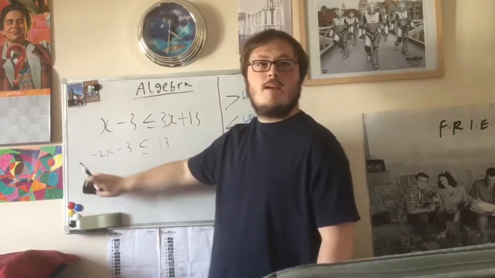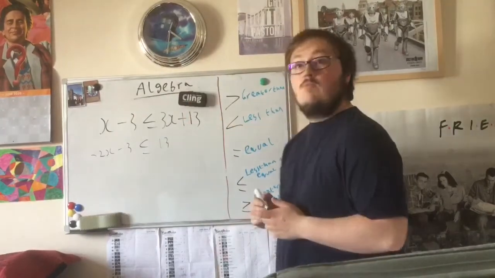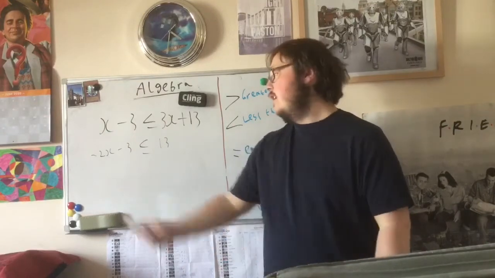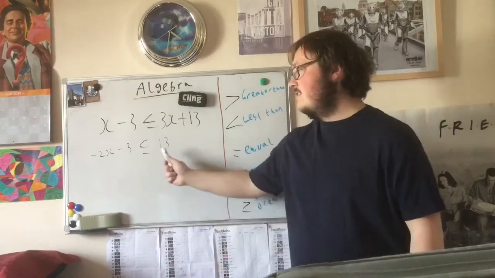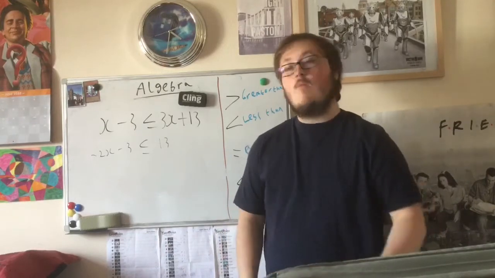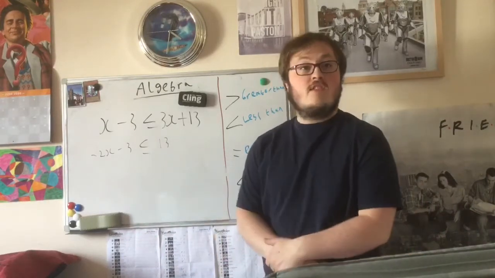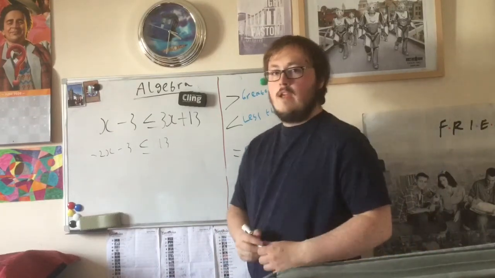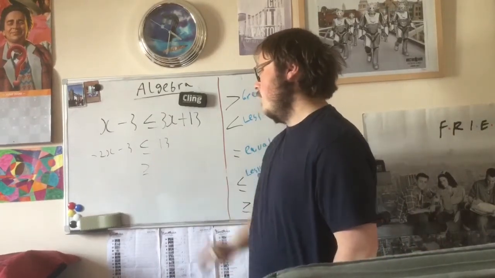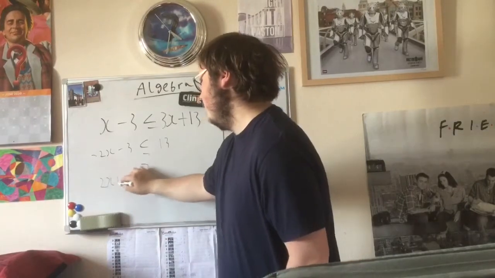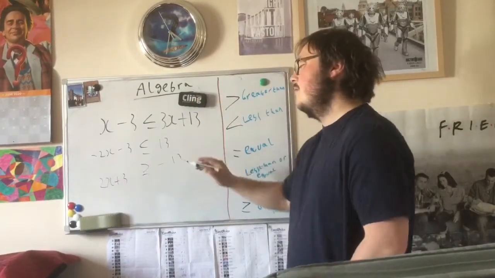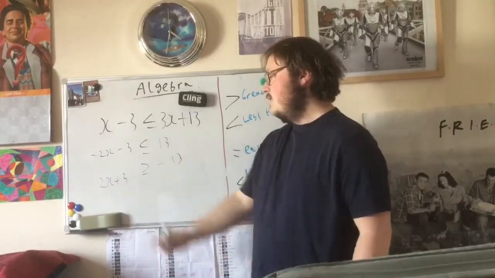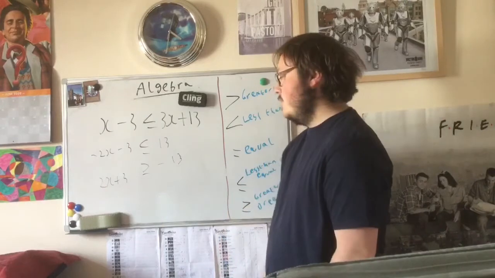That looks a bit messy, doesn't it? So here's what we're going to do. We are going to swap everything over. Change those into positives, change that into a negative. But when we do that, we also have to swap the symbol. And because we're swapping the symbol, we're changing it from less than or equal to greater than or equal to. So I've changed it to 2x plus 3 and negative 13. It's the exact same, I'm just swapping it round. So 2x plus 3 is greater than or equal to negative 13.